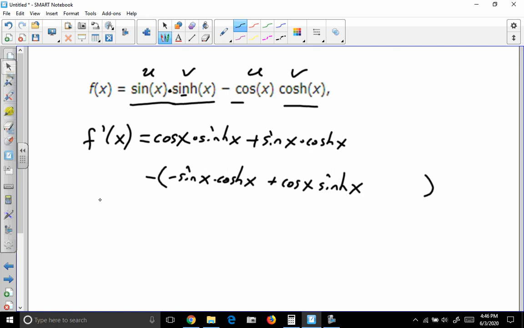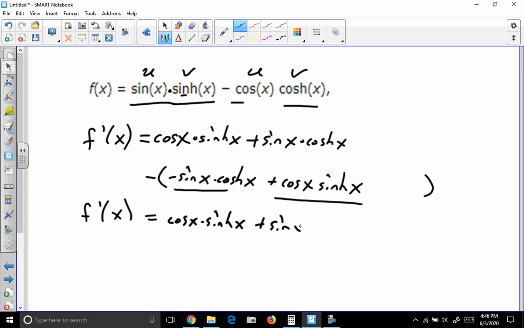So if we distribute our negative, notice it's minus whatever that derivative is, and that derivative has two terms. So each of those gets that negative. So we're going to have a cosine x times sinh. We're going to have a sine times cosh. Minus a negative will make that a plus sine times cosh. And minus a positive will make that minus cosine times sinh.